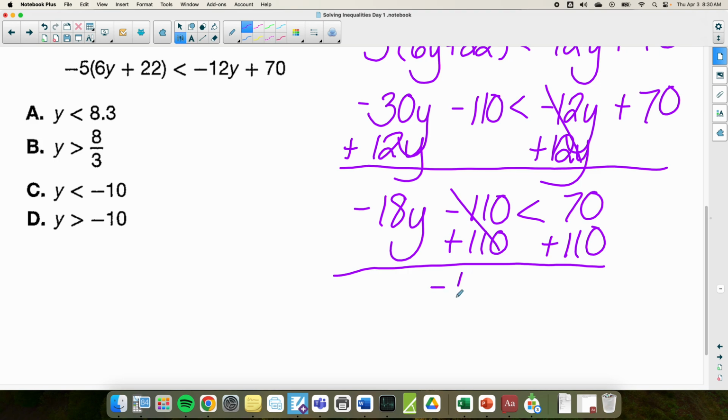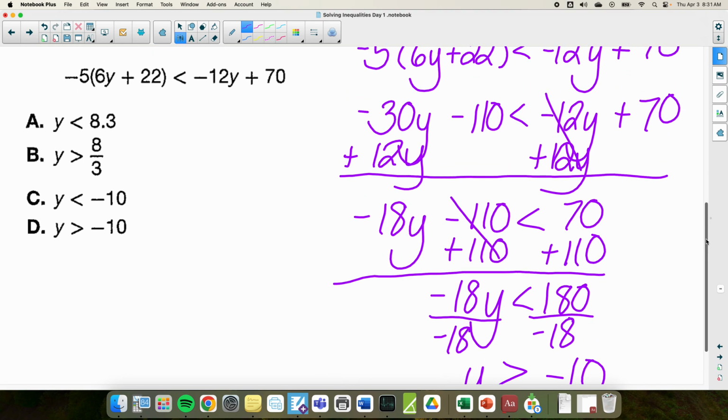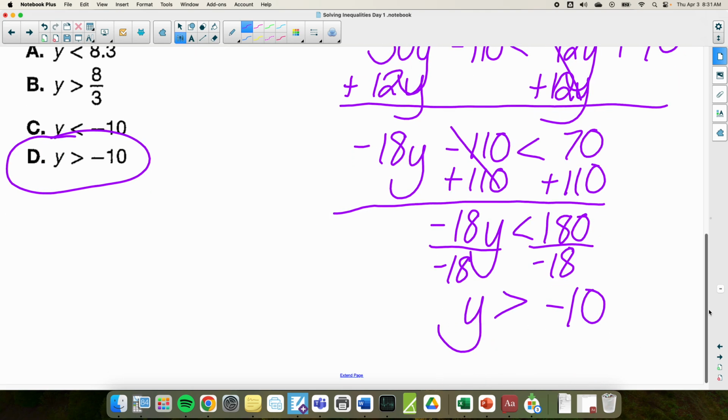And I get negative 18y is less than 180. Divide by negative 18. And this is one where we're dividing by a negative, so we have to flip the sign, so it's greater than negative 10. Y is greater than negative 10. Okay?